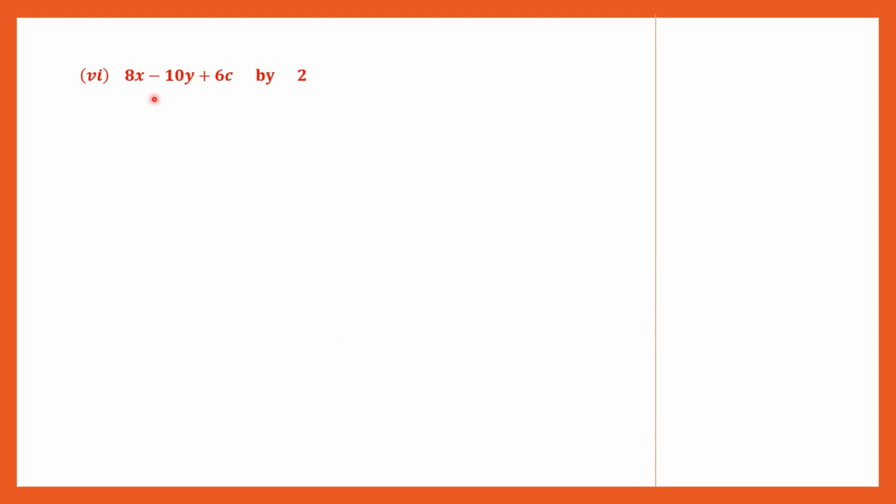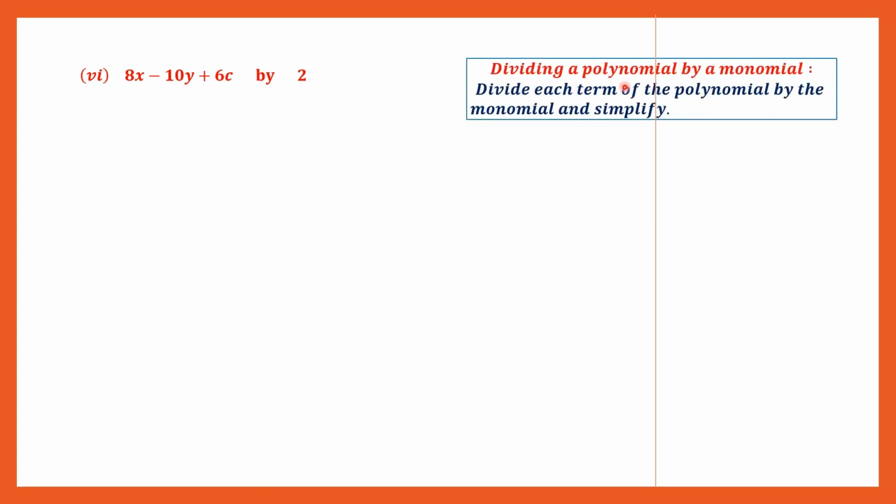Question 6, here you can see a polynomial, isn't it? So now we're going to do division of a polynomial by a monomial. Now how do we do that? So when you divide a polynomial by a monomial, divide each term of the polynomial by the monomial. So we're going to take each term separately and divide it by 2 and then simplify and get a final answer. So we're going to take the whole polynomial, we're going to divide it by this monomial.